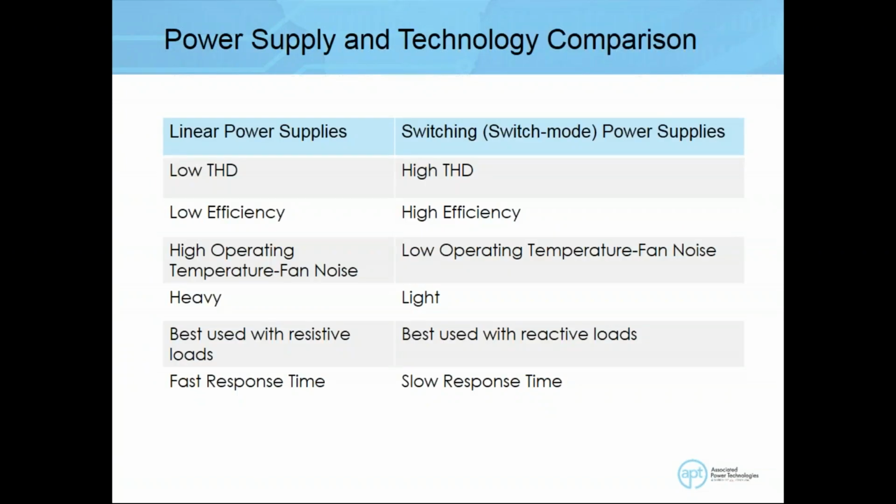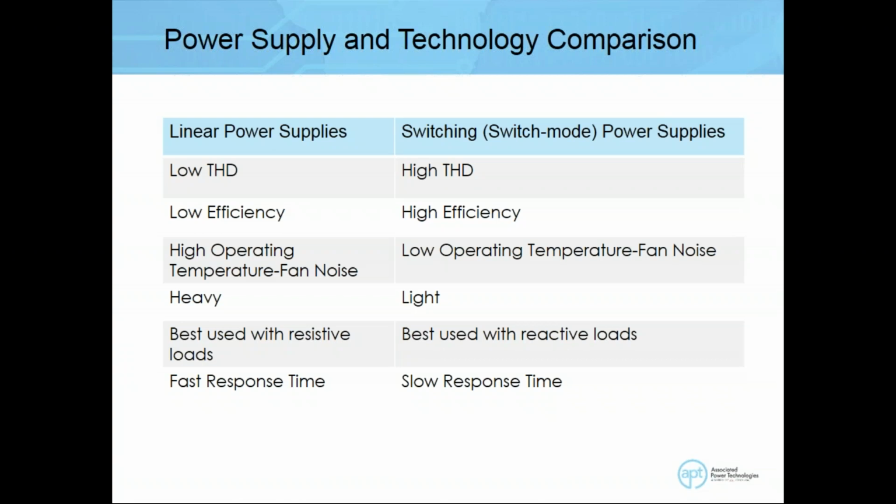Here's some of the comparison between a linear power supply and a switch mode power supply. So what do you get with a linear power supply? You get a really clean signal, low THD. It also suffers from efficiency, so linear power supplies are not that efficient. They do have high operating temperature, operating noise, and they're heavy. Like I mentioned earlier, linear power supplies are heavier than your typical switch mode power supply.